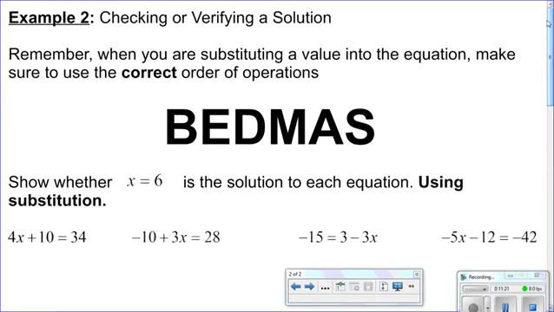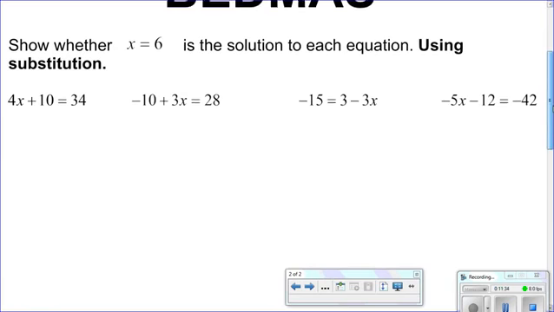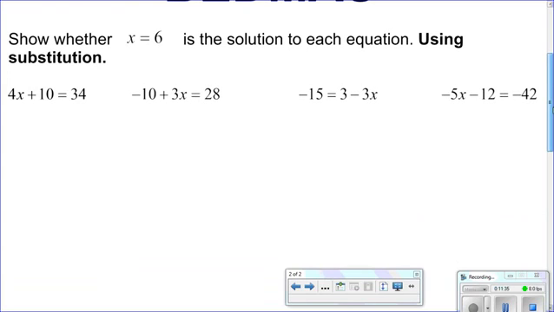So, when we are checking or verifying a solution, remember that when we substitute in a value, we follow the correct order of operations. We are following BEDMAS. So, for these 4, I'm asking you to check if x equals 6 is the correct solution or not. Somebody solved it and said, you know what, these all have an answer of 6. We're going to check if they're right.